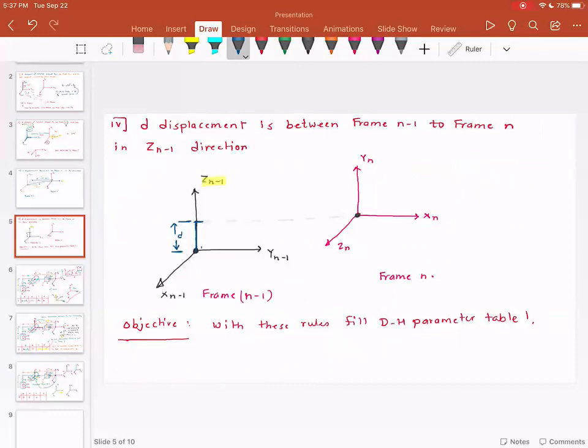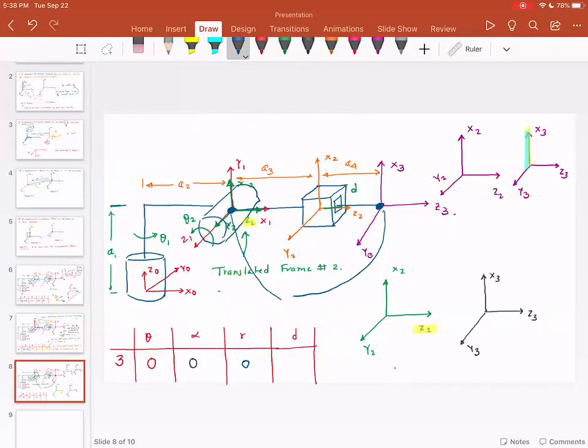Last but not least, I'm interested in finding the displacement between the old frame and the new frame along Zn minus 1, which is nothing but Z2. So along Z2, that distance, this is Z2. This is for last, that is A3 plus A4 plus D.